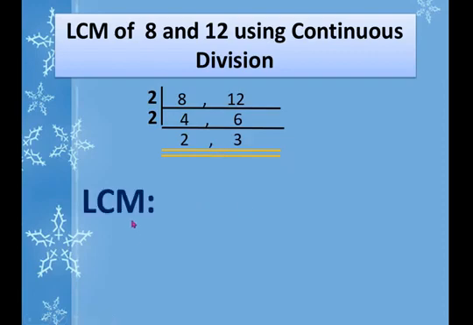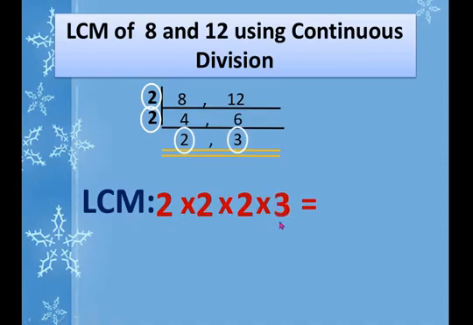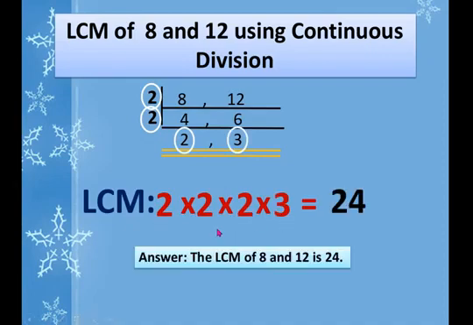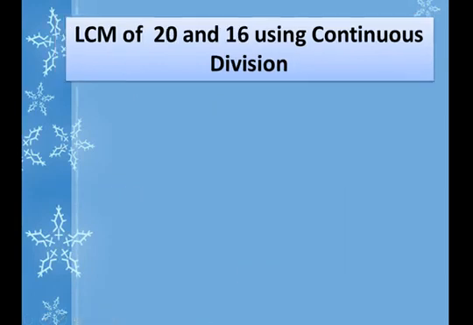we can now find the LCM by simply multiplying the numbers that we used to divide both 8 and 12. So they are 2 times 2, and the quotients here, times 2 times 3. Multiply them together, the answer is 24. So the LCM of 8 and 12 is 24.